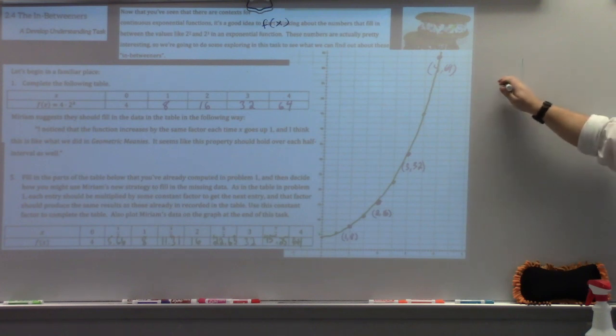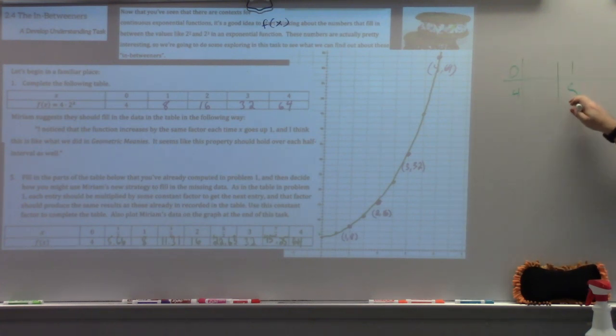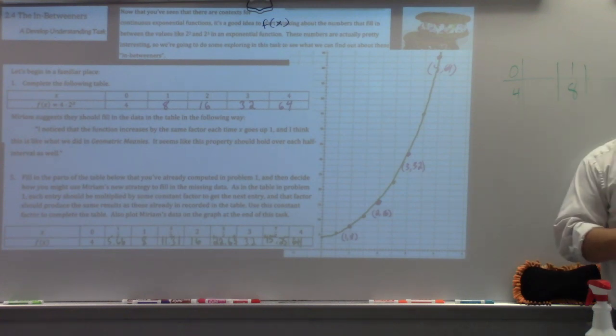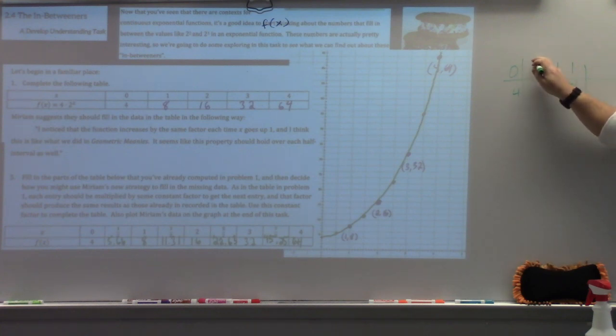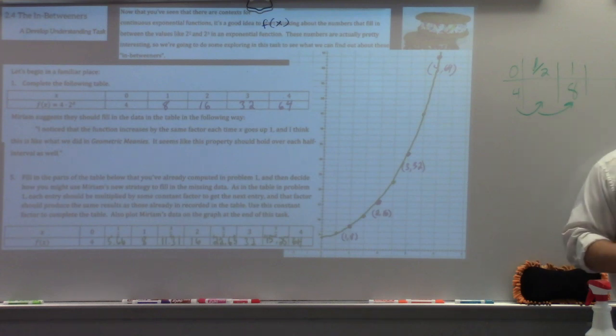So we looked at 0, 4. We already had 1, 8. Then we had 2, 16. And 3, 32, right? And this is the same thing that we already looked at with the homework. If we're looking here at 1/2, do we know what the ratio is to get to 8 yet?